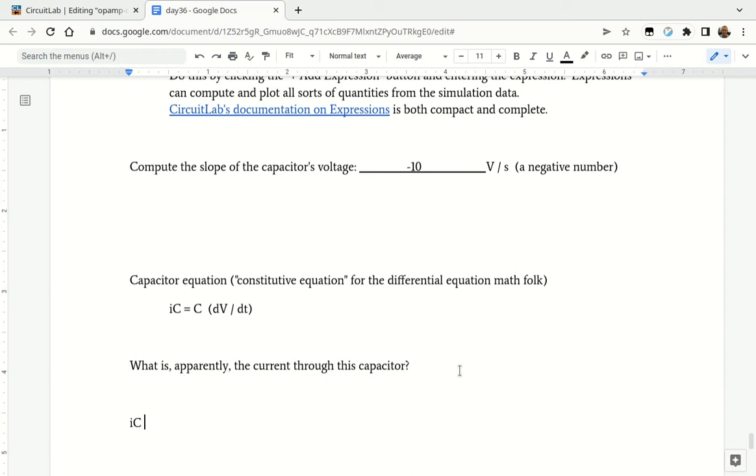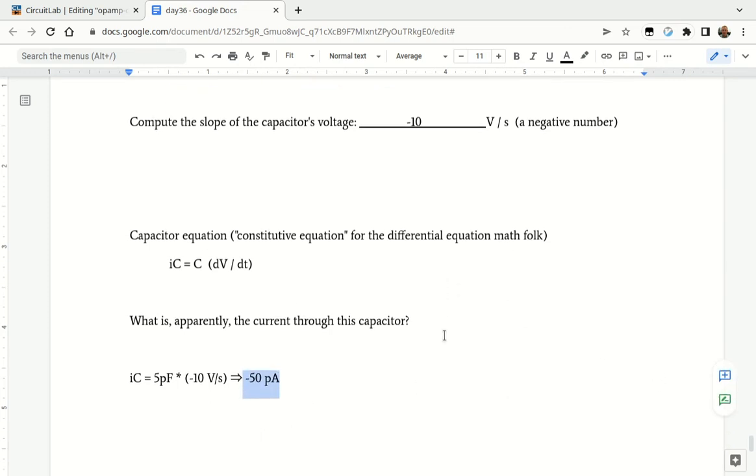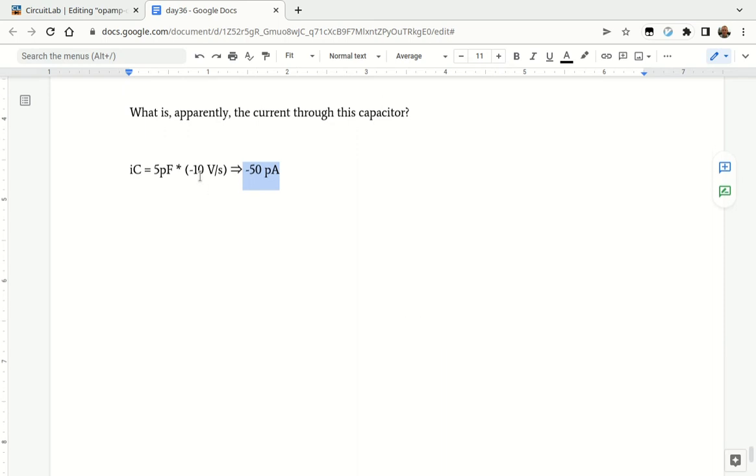So IC is 5 picofarads times -10 volts per second. And actually, if you take farads times volts and you divide by seconds, you get amps, which is a little weird. So that equals -50 picoamps. Does this make any sense? We need to consider what this 50 picoamps means.